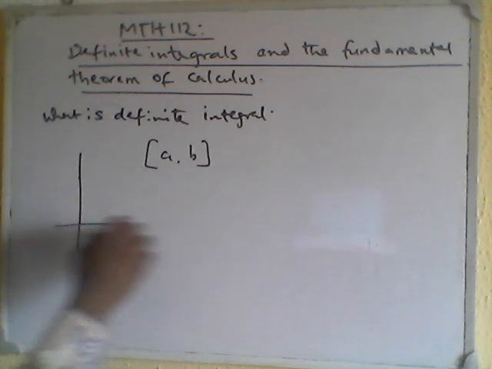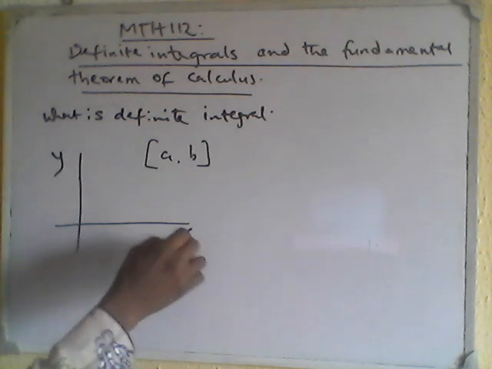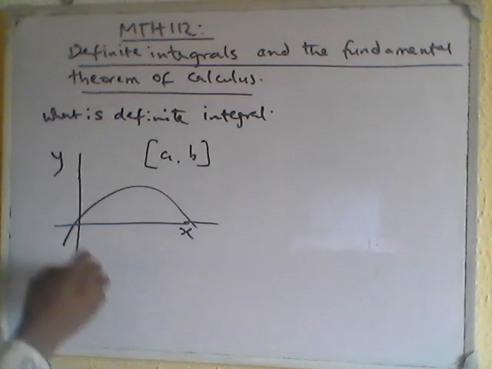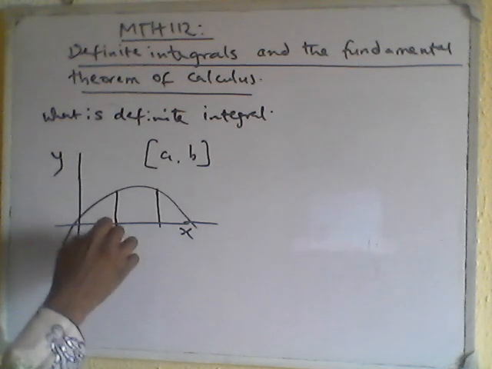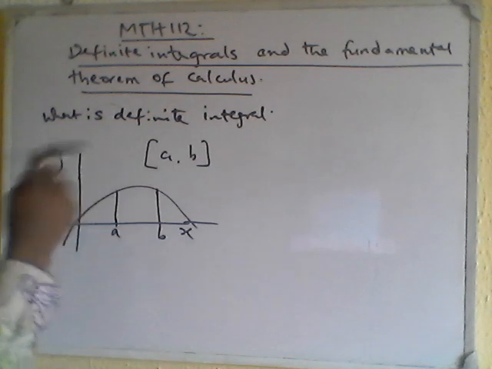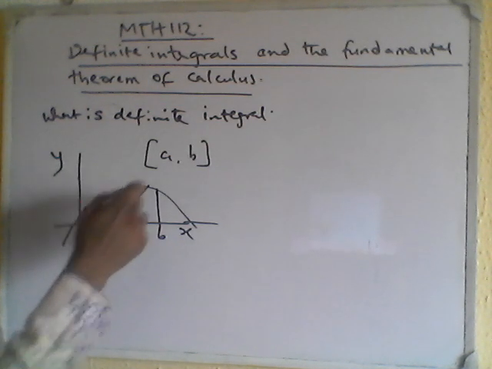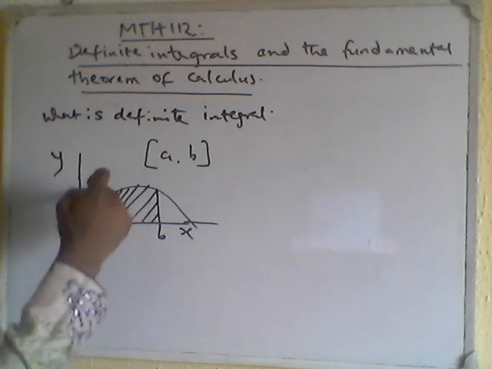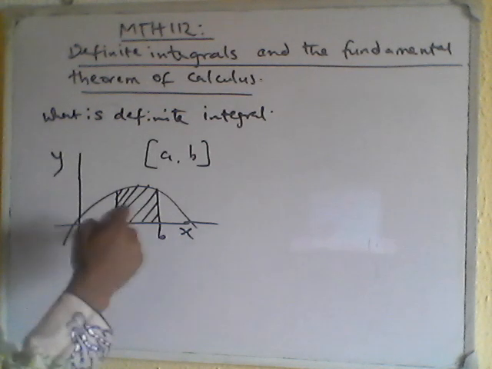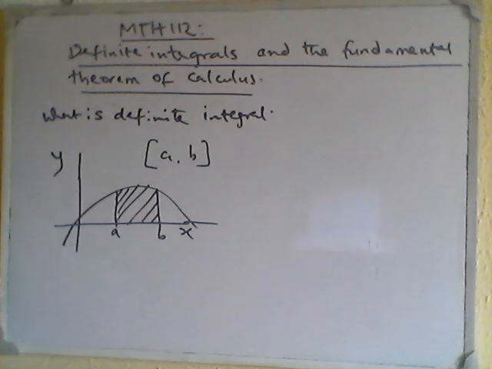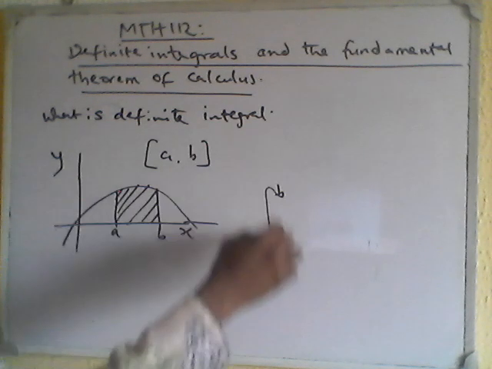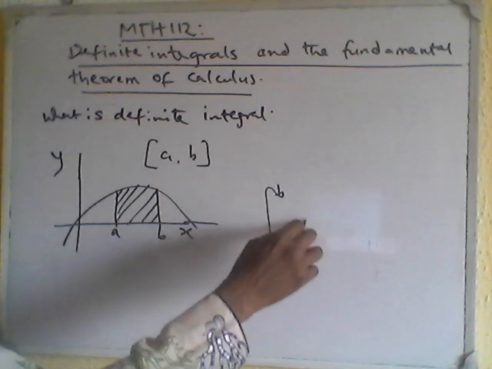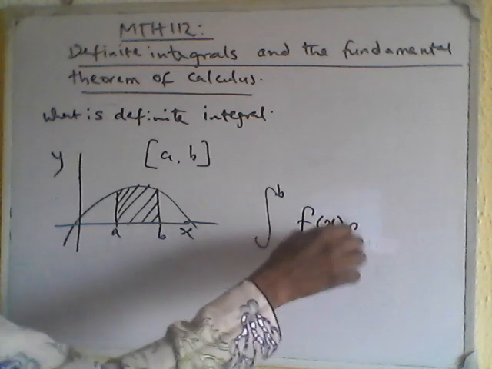So if this is the y-axis and this is the x-axis, and you have a curve like this, so you have this point A and this point B. So the integral is actually the computation of the net area under the curve and the x-axis bounded by these 2 points. So by notation, it is written as the integral from A to B of the function f of x dx.